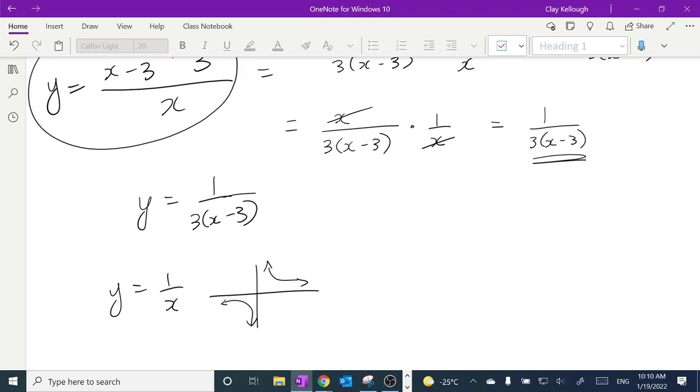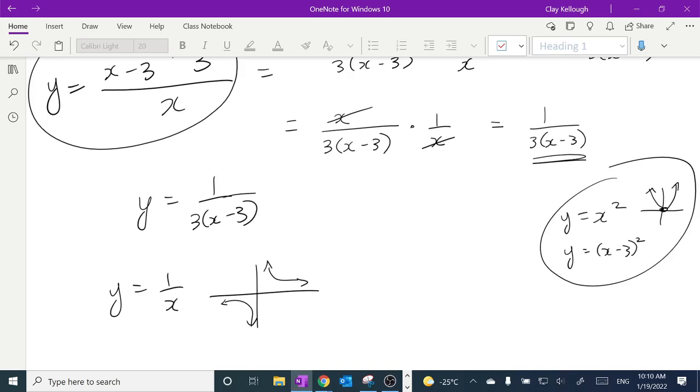So what does this minus 3 do to it? I'll give you a hint. If you know what this looks like, what does that minus 3 do to it? The minus 3 does the same thing to this parabola that it does to this reciprocal graph. So what does that minus 3 do to it? It shifts it 3 units to the right. So this asymptote here, which is my non-permissible value of 3, is now there.